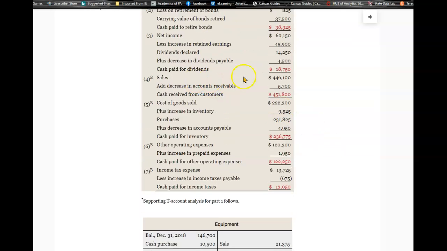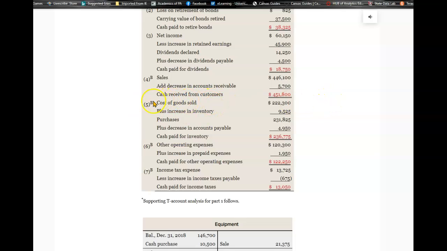So if we look at the cash received from customers, we had sales of $446,100. To that, we add the decrease in accounts receivable of $5,700. So that means we received from customers $451,800 in cash.